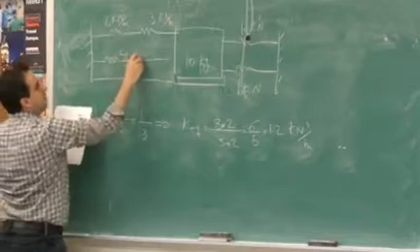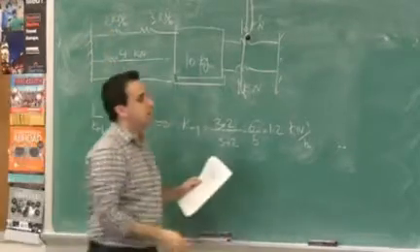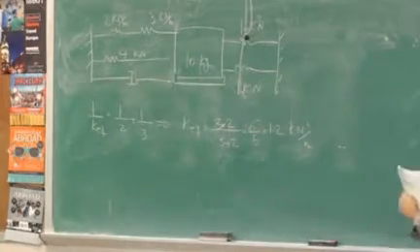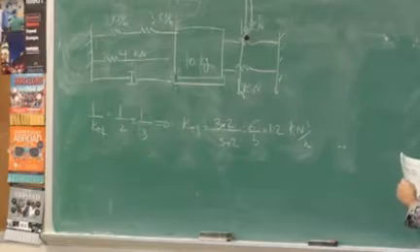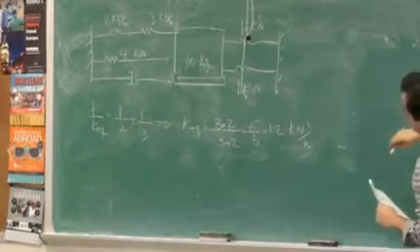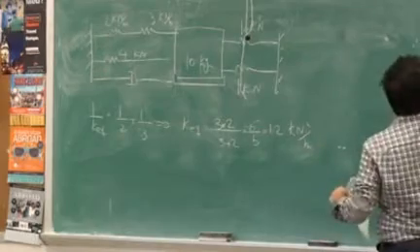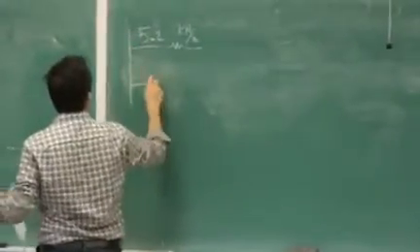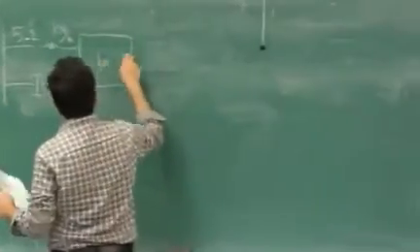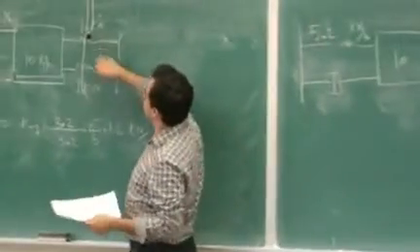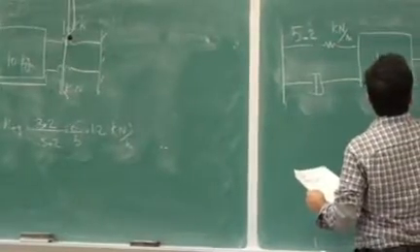This is 4 kilonewton. So this one and this one will be in parallel. So I'm going to have something like this, 5 kilonewton. 4 plus 1.2 is 5.2. And here, these two are in parallel, so I can add them up, and I will get 11.